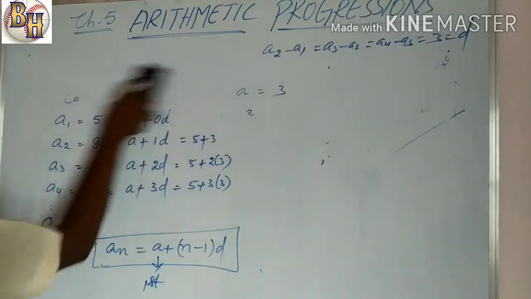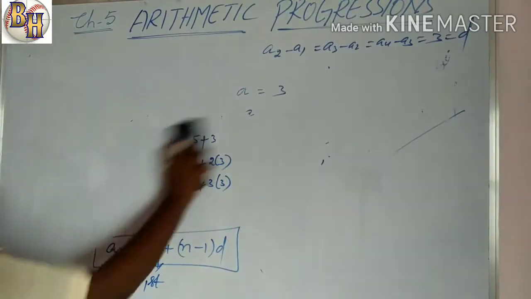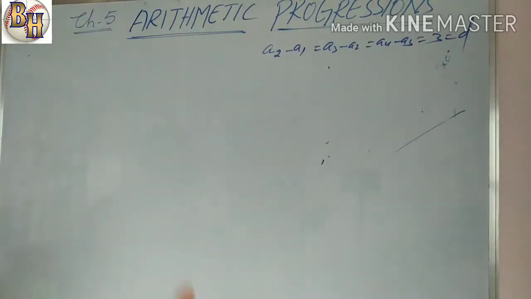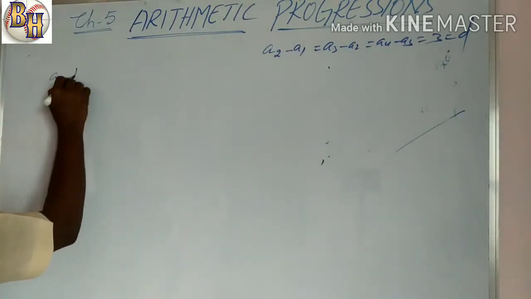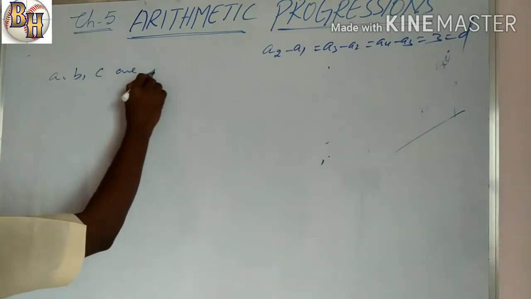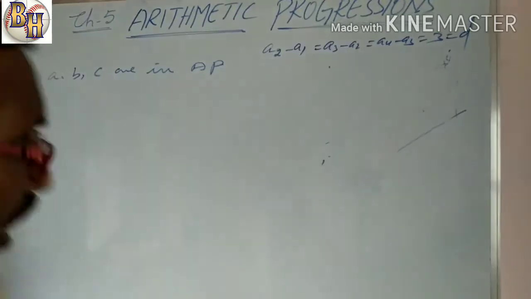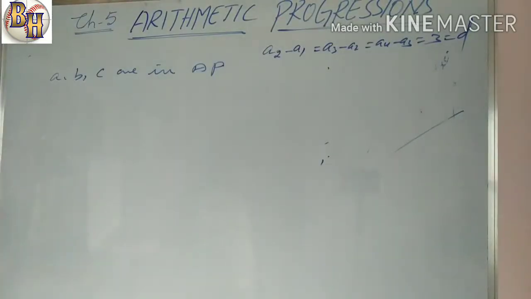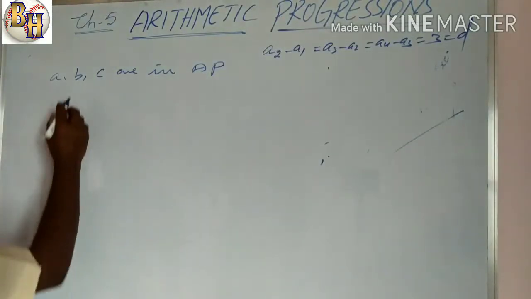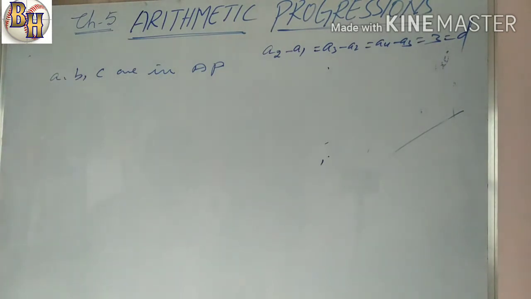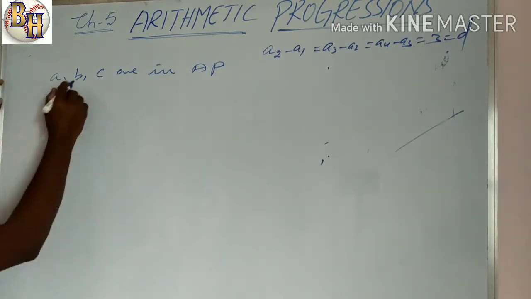Okay, next, say, for example, A, B, C are in AP. What is the arithmetic mean? Arithmetic mean means how to find here. A, B, C are in AP, here B is the arithmetic mean. So how to write here?